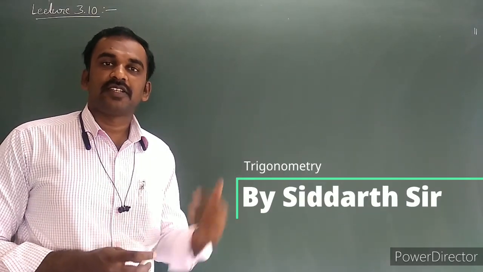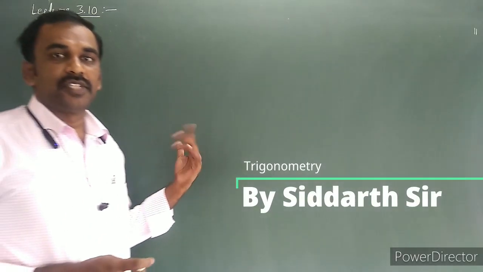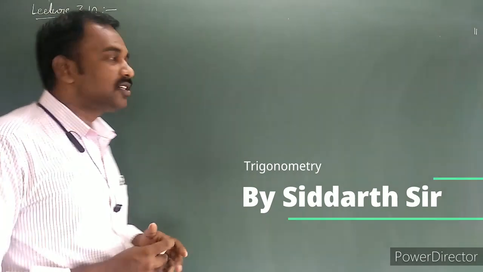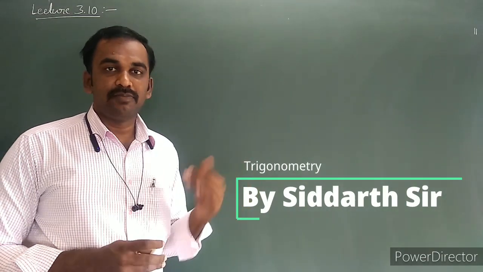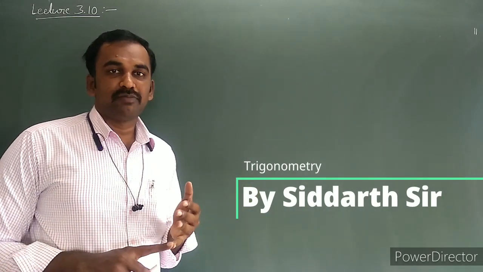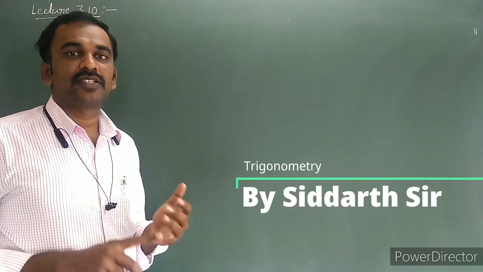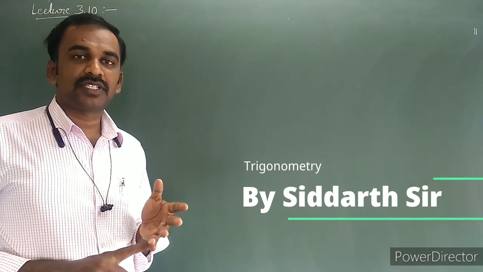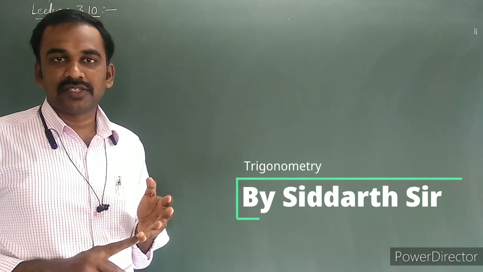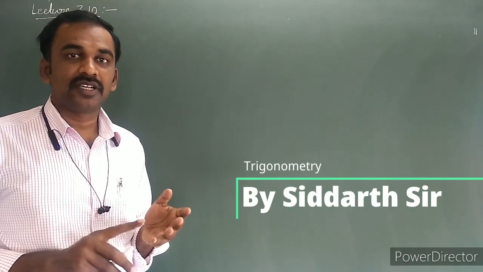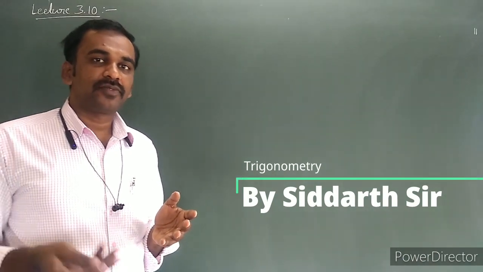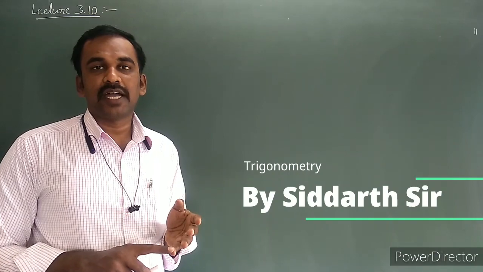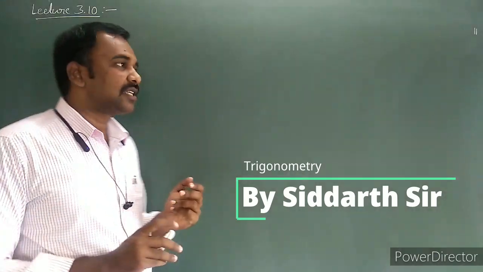Hi students, let us continue the trigonometry, that is multiple and submultiple angles. In a previous video, we took the multiple angles, sine of 2x and cos of 2x. What is sine 2x? It is 2 sin x cos x in terms of sine and cos, and in terms of tan it is 2 tan x divided by 1 plus tan square x.